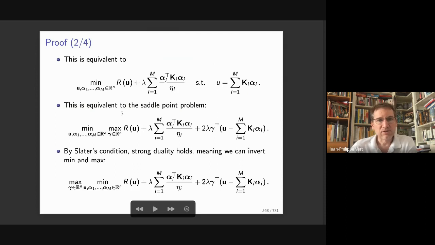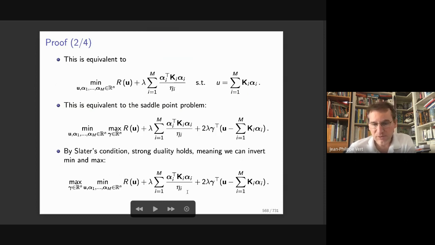So the Lagrangian is minimizing the same function over u and alpha plus some Lagrange parameters gamma multiplied by the constraint, so u minus the sum of Ki alpha i. Right, and so this is the primal Lagrange formulation, and by Slater's condition, we know that strong duality holds here, so we can basically invert the min and the max, and we write our initial optimization problem as a maximization over the Lagrange parameter gamma of a function of u and alpha, which is a min over u and alpha of this big equation.